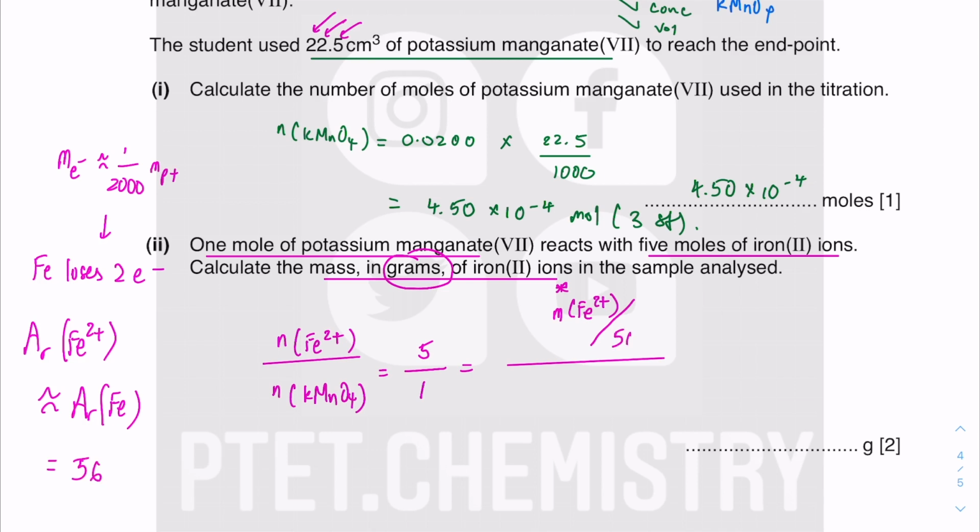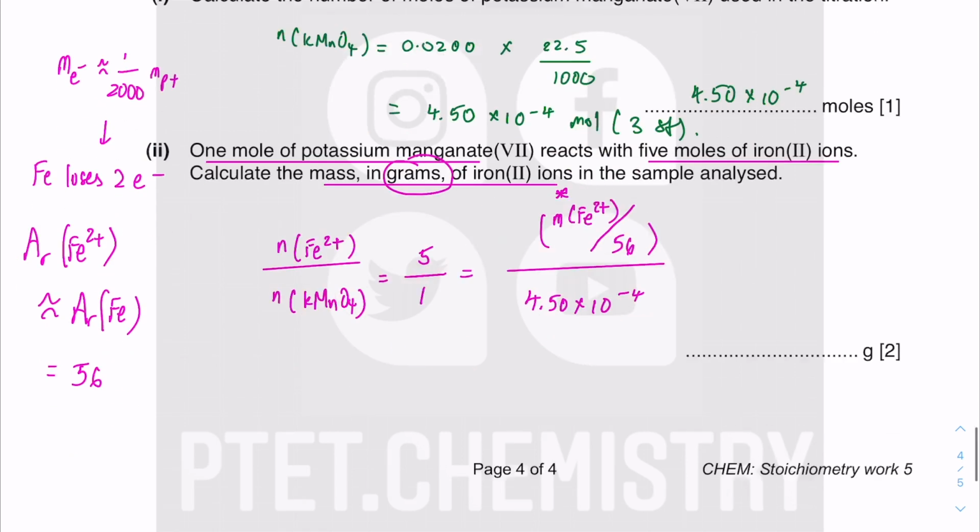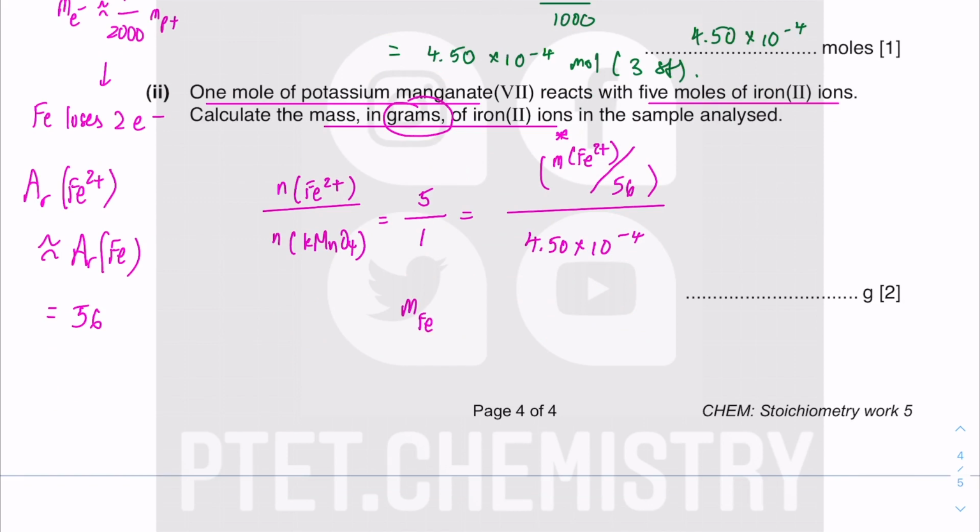So that is divided by 56, and then at the bottom I have my mole of KMnO4, which is from the previous part of the question, so that was already in mole. I do not need to do anything about it because this is actual mole. This is mass over Ar. In the case of the iron 2 plus, the Ar is going to be similar to the atom because the mass of an electron is very, very light. Rearrange your equation, so the iron 2 plus is going to be 5 over 1 multiplied by 4.50 times 10 to the minus 4, and I'm going to multiply by 56.